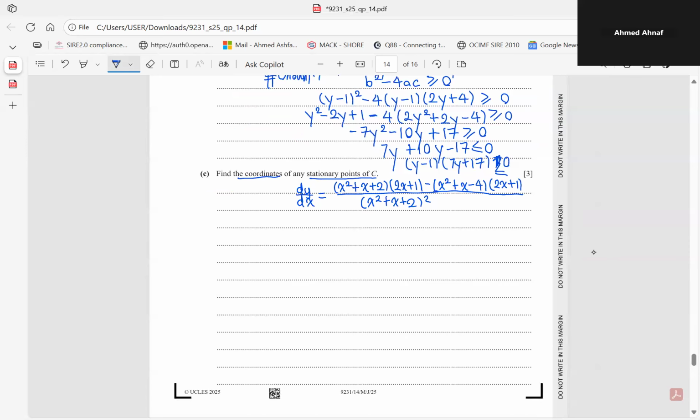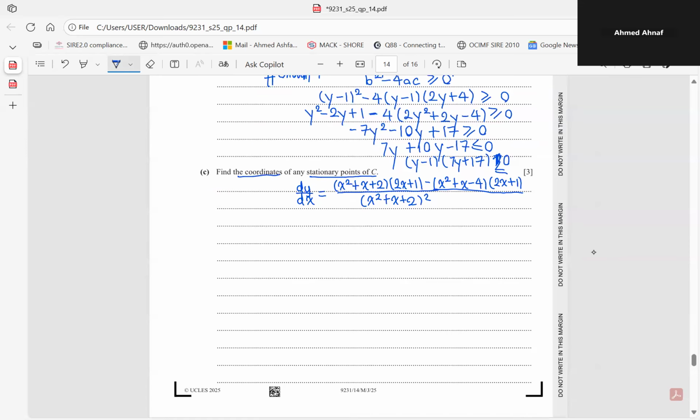Now we can just directly equate the numerator to 0. So let's first factor out 2x plus 1 from the numerator. So it would be x squared plus x plus 2 minus x squared minus x plus 4 equals 0. So the x squareds cancel out, as well as the x's. So this is (2x plus 1) times 2 plus 4, that is 6, equals 0.